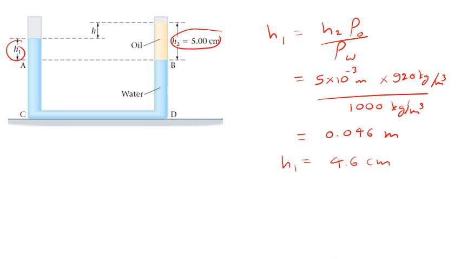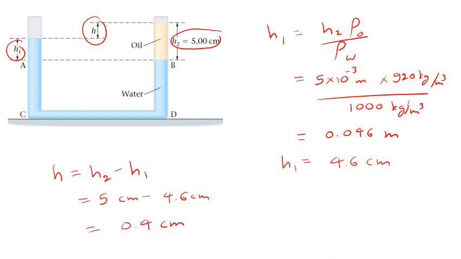In the problem it's asking to find this H value. So the H value equals the height difference between H2 and H1. H2 is 5 centimeters and H1 is 4.6 centimeters. So the height difference is 0.4 centimeters. So once you put the oil onto one side, there will be a 0.4 centimeter height difference between the water column and the oil column.